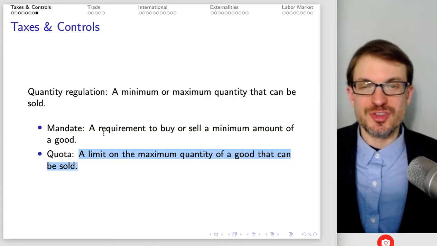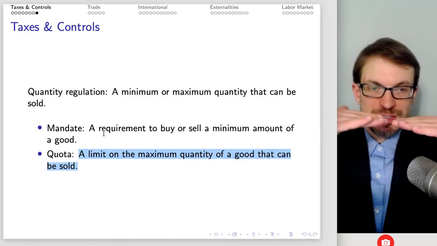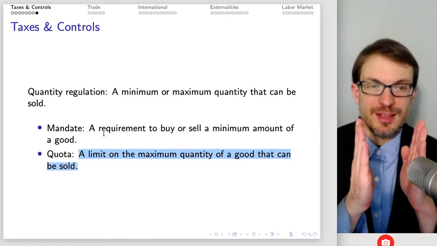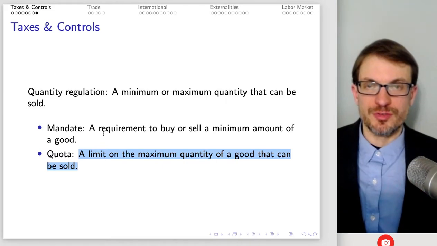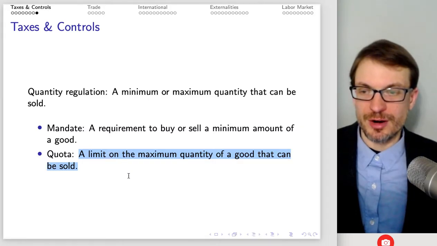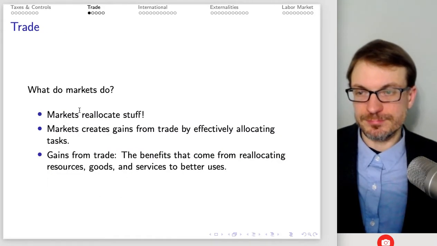The basic idea is, whereas we had modeled price floors and price ceilings as horizontal lines, we'd model mandates and quotas as vertical lines. And so it's just thinking about the other variable on our price and quantity graph.